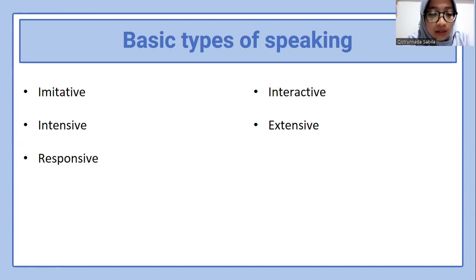And then we have interactive. The difference between responsive and interactive speaking is the length and complexity of the interaction, which sometimes includes multiple exchanges and/or multiple participants. And then we have extensive. Extensive oral production tasks include speech, oral presentation, and storytelling, during which the opportunity for oral interaction from listener is either highly limited or ruled out altogether.